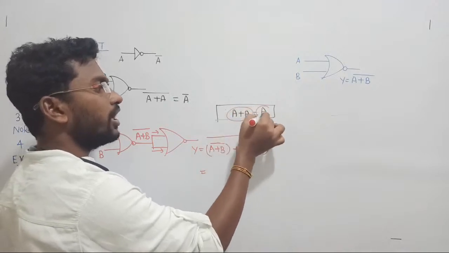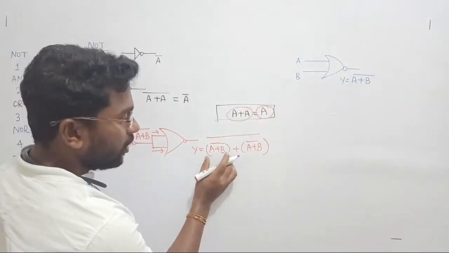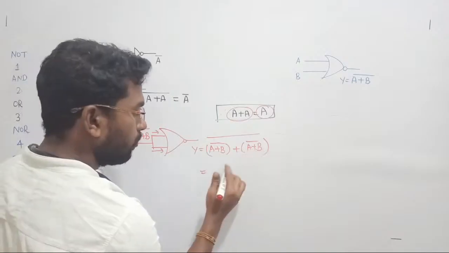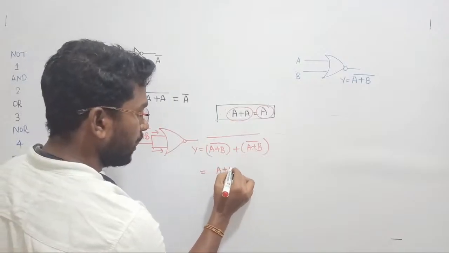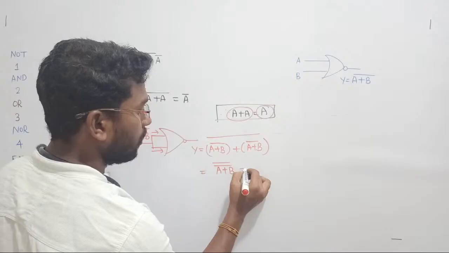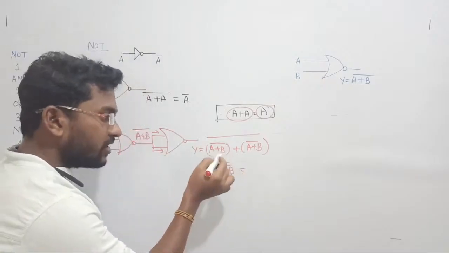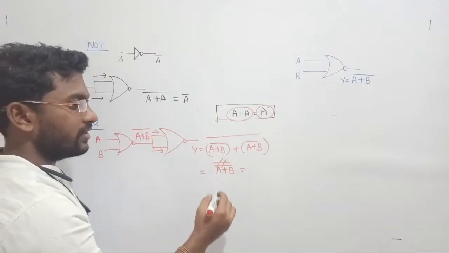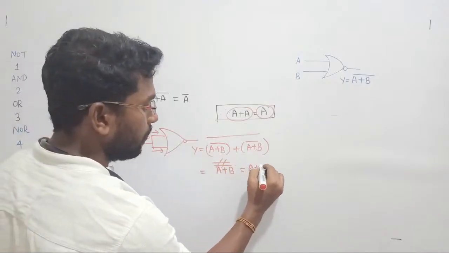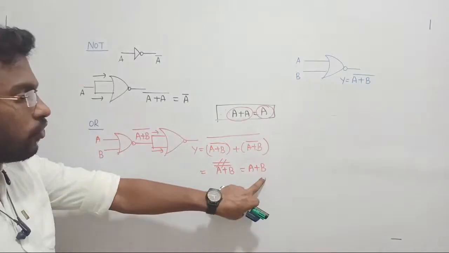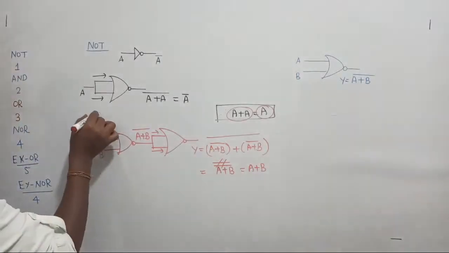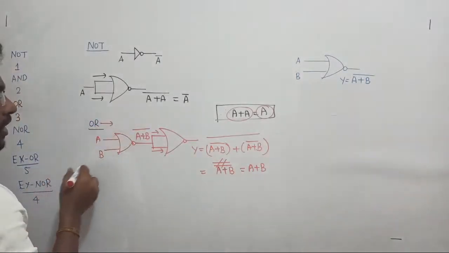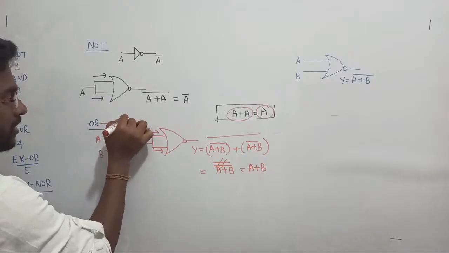A plus A equal to A only. So (A plus B) whole bar plus (A plus B) whole bar should be equal to (A plus B) bar only. See there, on top of the existing bar we have one more bar, so the double bar gets cancelled. Finally we are going to get A plus B only. It is the output of whom? The OR gate. Since we are realizing the OR gate, the output of the OR gate is A plus B only. That is what I am getting.